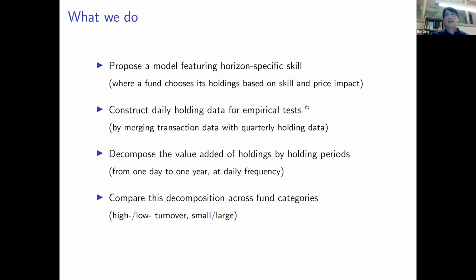What we do in this paper is we first propose a model featuring horizon-specific scale, where a fund chooses its holdings based not only on its scale but also on the price impact of its trades. Empirically, we construct daily holding data by merging the transaction data with the quarterly holding data, using the method shared with us by Busse, Chordia, Jiang, and Tang. And we decompose the value added of holdings by the past length of holding period. Using this method, we can reconcile the inconsistencies between the quarterly holdings literature and the transaction literature.